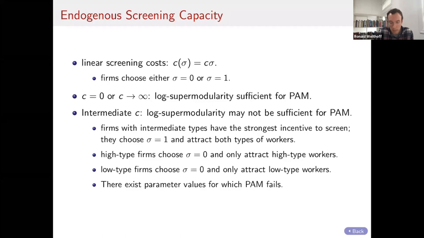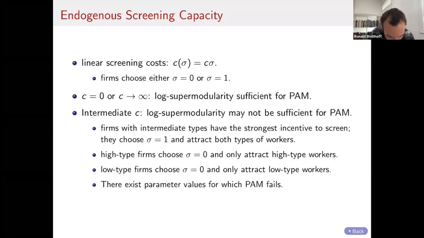I'm probably out of time. Yeah. So let me just conclude. Where's the conclusion? I have trouble finding the conclusion. Well, you know what I wanted to say.